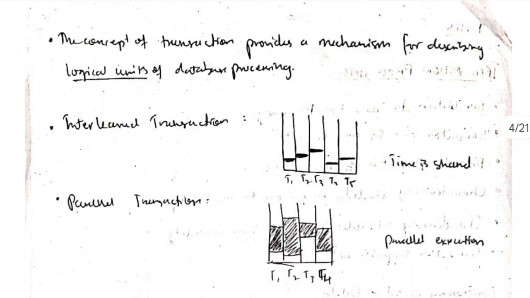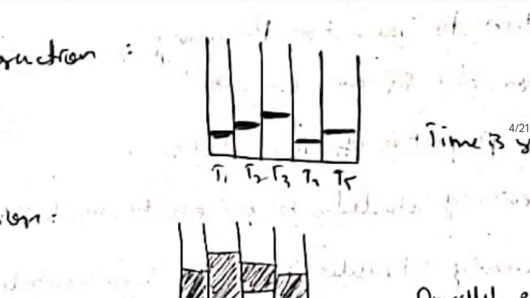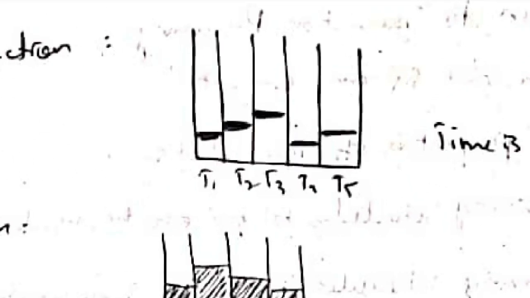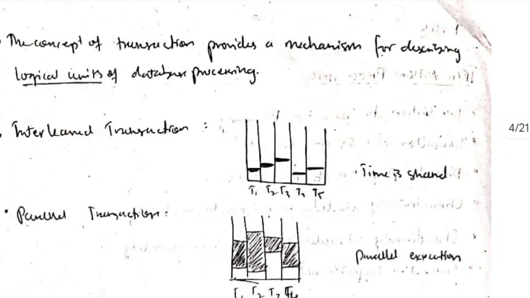There can be two types of transactions. The first one in which the time is shared, and the second one in which parallel execution happens. Suppose that there are 5 transactions. The first transaction starts at T1 and gets over at T2. Then the second transaction starts, it gets over at T3. Like that it keeps on going. Each transaction will get an opportunity to execute itself for a small amount of time. That type of transaction is known as an interleaved transaction or time sharing transaction.